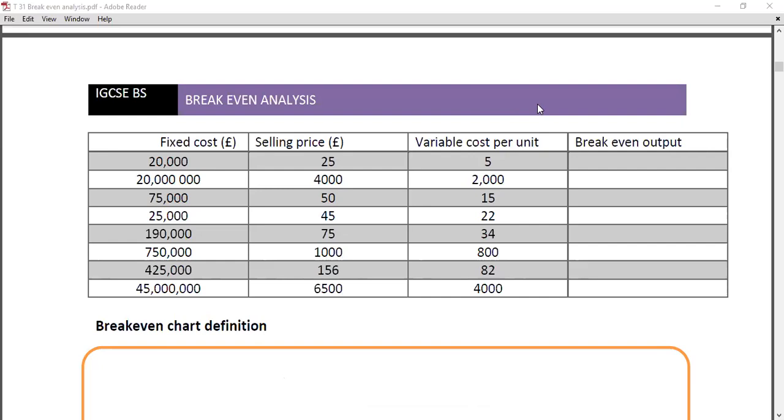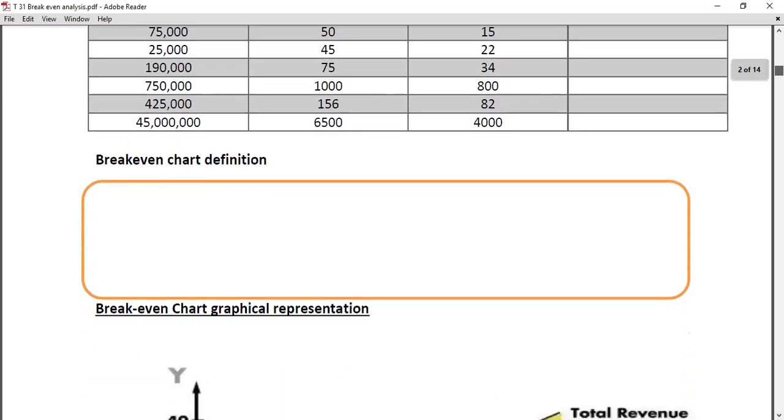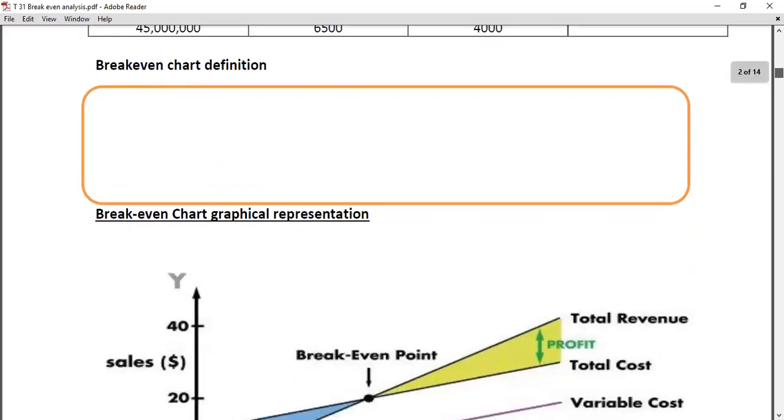So I think now you have a very clear idea how to calculate the break-even point. It's always the relationship between fixed cost, selling price, and the variable cost per unit. So past paper questions, there are 2 mark questions that can become this kind of thing. Now we're going to the break-even chart, the important section.